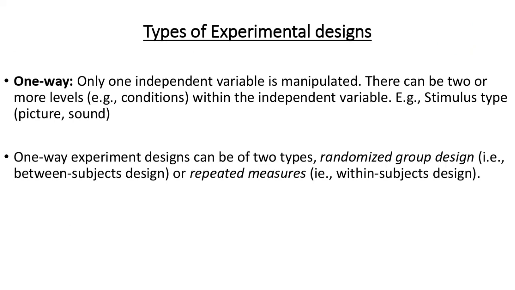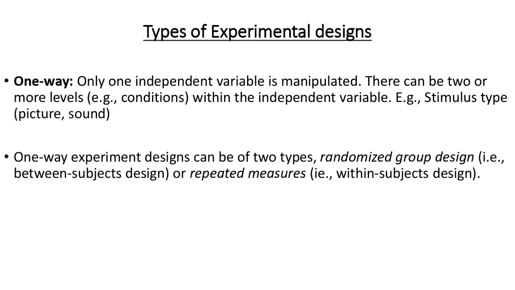So basically, you have types of experimental designs. One way, you have only one independent variable manipulated. There can be 2 or more levels or conditions within the independent variable, or you could do it as groups if it's a between subject. So stimulus type as picture or sound. One-way experiment designs can be 2 types. Randomized group design, i.e. between subjects design. So this would make the levels as groups, whereas repeated would keep it as conditions, so within subject design.